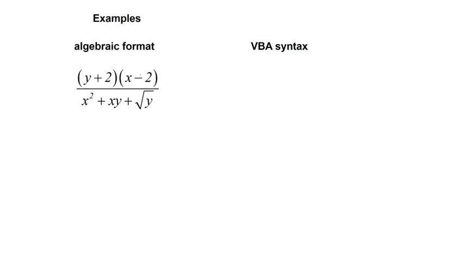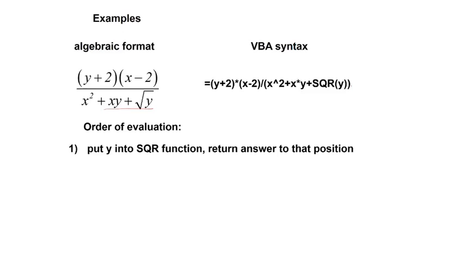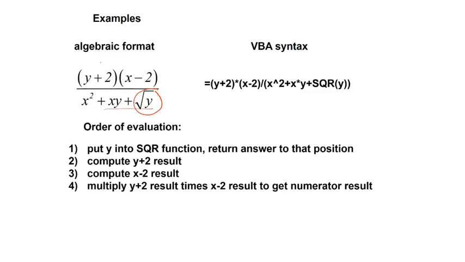Let's go through a couple examples of how you would put this into VBA syntax. If we had y plus 2 quantity times x minus 2 over this denominator, the way you do that in VBA would be you would write it like this. And the way that VBA interprets it is it always does functions first. So it calculates the square root, returns an answer to that position. It then starts with parentheses, order of operations. So it computes the y plus 2 result. Then it computes the x minus 2 result. It then multiplies those two to get a numerator result.